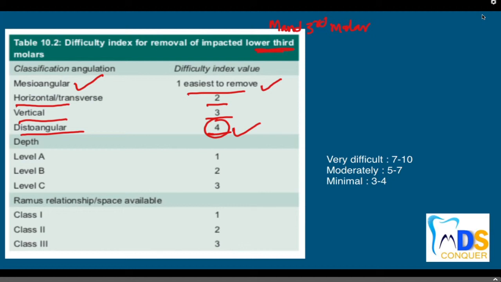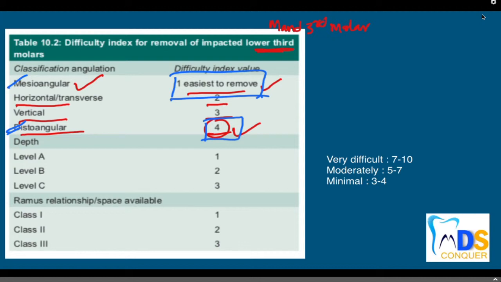The most difficult type of impaction in mandibular third molar is? In mandibular third molar, the most difficult type of impaction is distoangular, whereas the easiest is mesoangular. If the same question is asked for the maxillary third molar, it is reversed. The most difficult type of impaction in the maxillary third molar is mesoangular, and the easiest type of impaction in the maxillary third molar is distoangular.